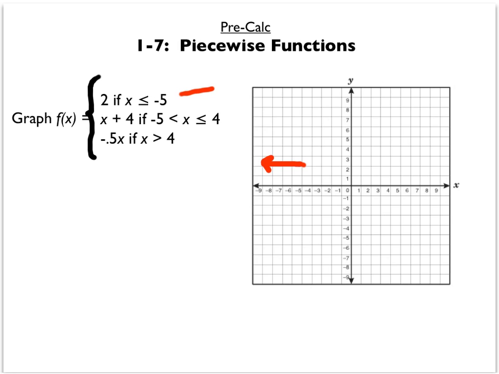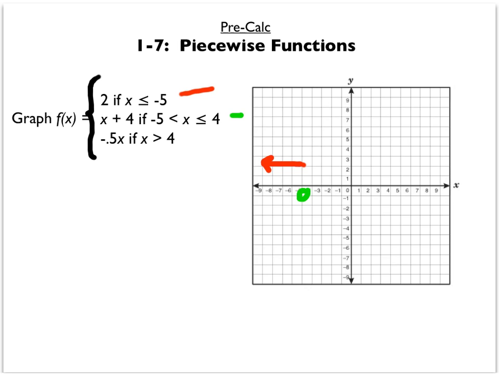Now x plus 4 when x is between negative 5 and positive 4. So I think I'm just going to go one by one here. This will be just a straight line, but for instance when x is negative 5, negative 5 plus 4 is negative 1. So negative 1 will be graphed. However, because of just the less than sign here, I'm going to put an open circle down there at negative 1. So that's supposed to be an open circle.